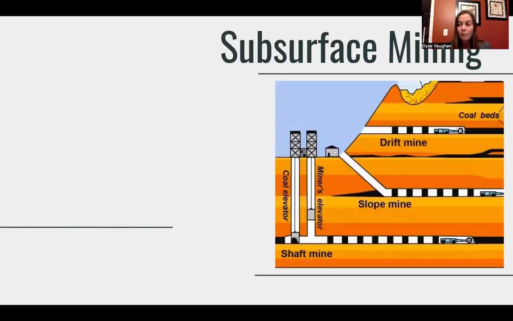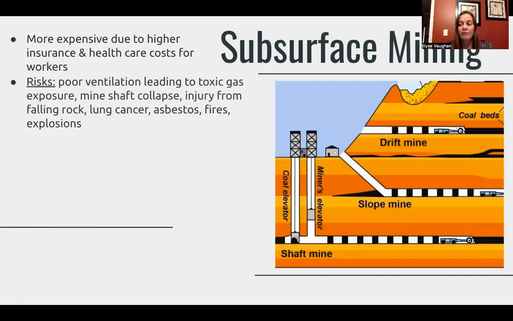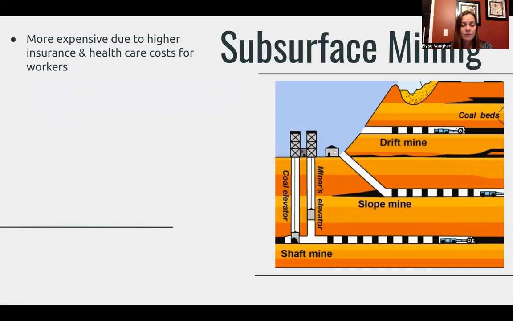So when we have subsurface mining, we're specifically going to talk about coal mining, but this is true of any type of subsurface mining. Subsurface mining is more expensive for the miner or for the mining company because of higher insurance and healthcare costs for workers. There's also a higher equipment cost. Well, let's go back to the insurance costs. There's a lot of reasons why the insurance is so much higher. There's a lot of accidents that occur, so there's a lot of insurance costs involved with that as well. So why is this so dangerous? There's a lot of risks.